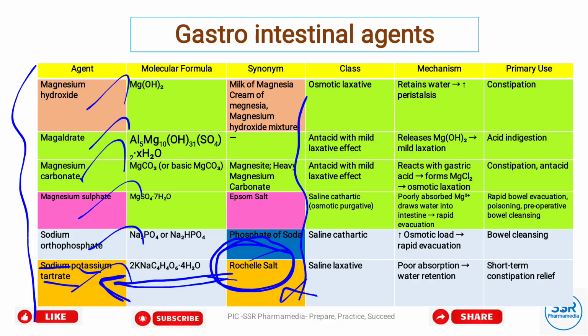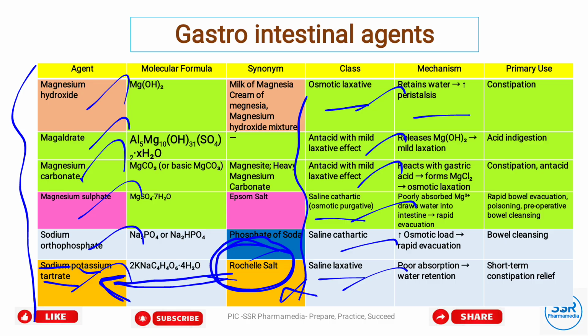Regarding the classes, magnesium hydroxide is an osmotic laxative. It's an antacid with mild laxative action. Magnesium carbonate and magnesium sulfate are saline cathartics, also osmotic purgatives. Sodium orthophosphate is a saline cathartic, and sodium potassium tartrate is used as a saline laxative and purgative. The mechanism: they retain water and increase peristalsis.